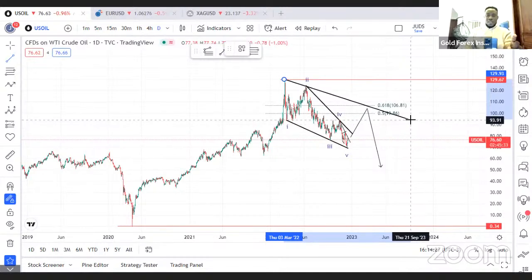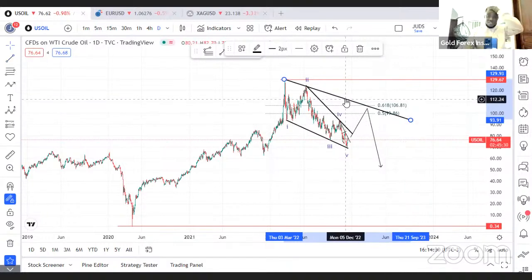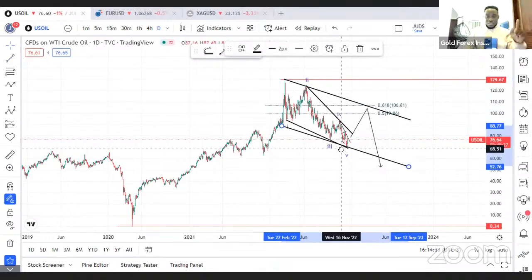Okay, so I'm on a chart with TradingView. We are analyzing with Elliott Waves and Harmonics.